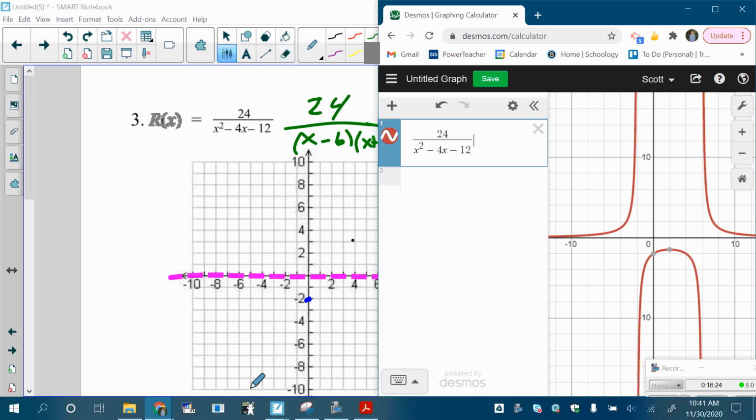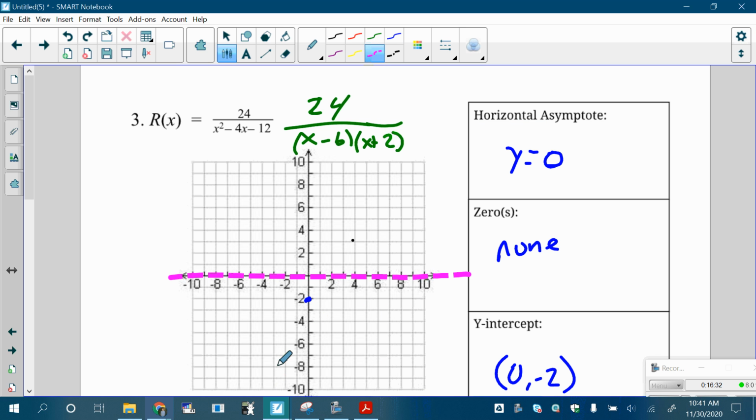So there was no y-intercept like we thought. There's no x-intercepts like we thought. It's kind of an upside-down parabola here. And then there's two little L-shaped things, which we're going to see a lot of with these rational functions. So something like this. Okay. Oops, I shouldn't really touch that last one.